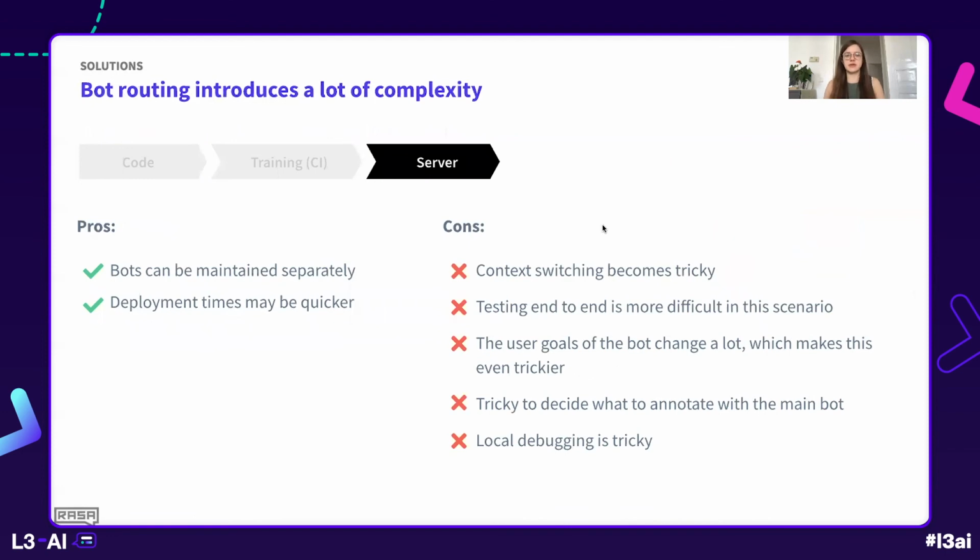Cool. Generally speaking, bot routing introduces a lot of complexity. The merging process in this case happens in the server stage of your development or deployment process, and there's a lot of complexity there. You can see there's a pretty long con list here. But before I talk about all the ways that this causes problems, I'll talk about the benefits first.